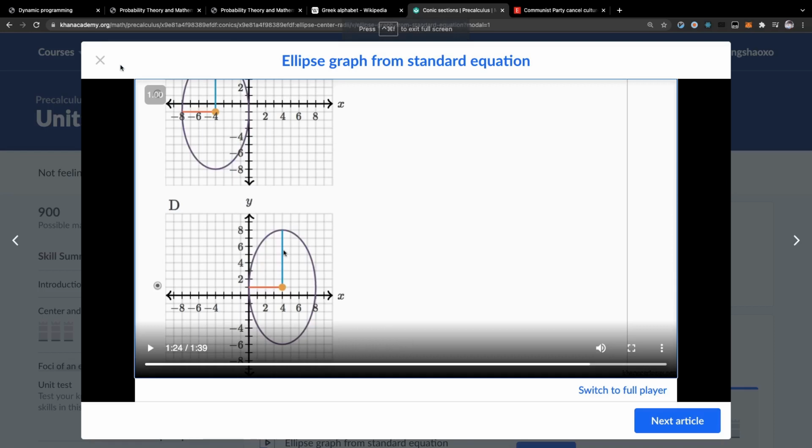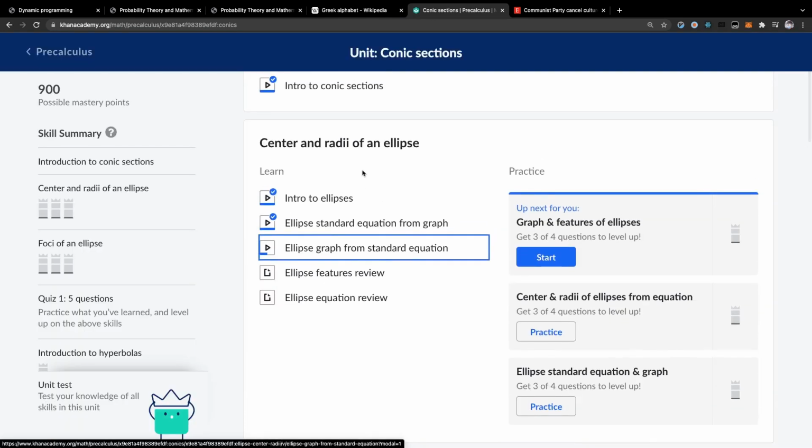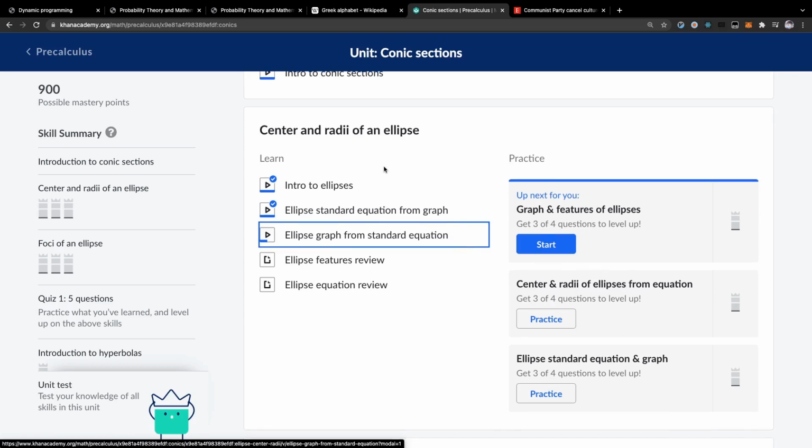Alright, this is quite simple. We don't need to look at it. As long as we know how to represent an ellipse with a graph, or how we can get some information from the graph to form an ellipse equation, then we're done. We don't have to know anything beyond that.